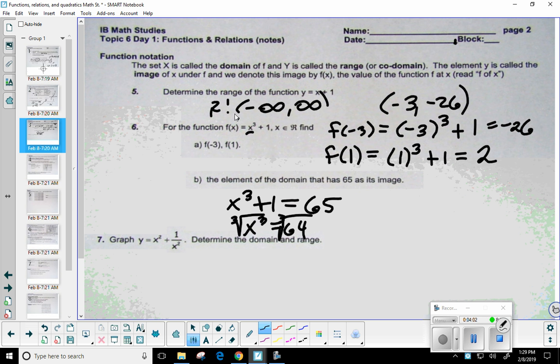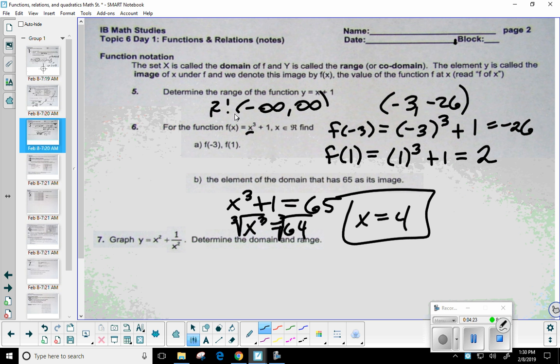Right, Caroline? Yes. Right. Okay. But remember, if you're dealing with an even root, like a square root or fourth root, then you have two solutions, positive or negative. Okay, so x equals 4. Yes, very good. Okay. Number 7, this is our last one.